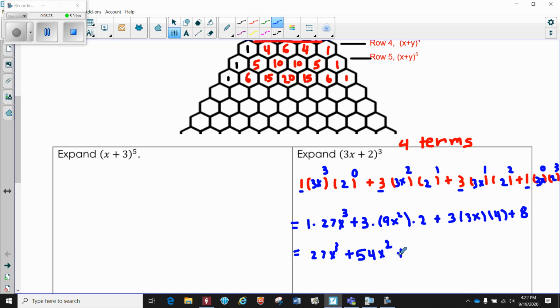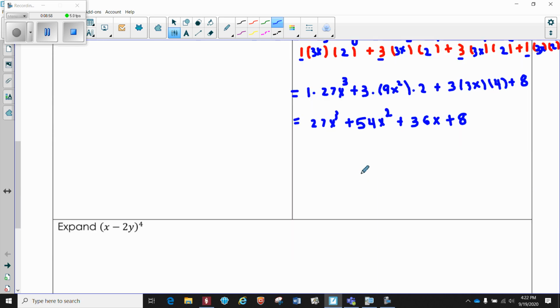Okay, plus 3 times 3 is 9. 9 times 4 is 36, 36x. And then plus 8. And that's the expansion of 3x plus 2 to the third power. This is again looking at this x cubed, x squared, x, and a constant. So it continuously goes down and it makes sense. Okay. All right, let's do one more that has a negative.